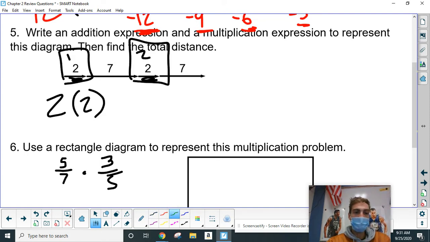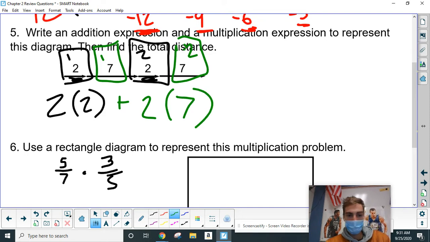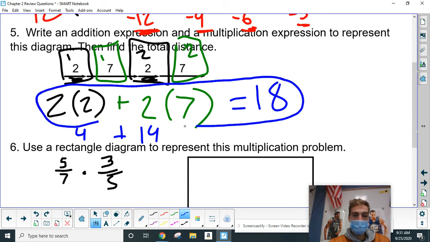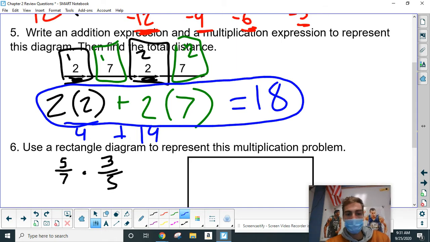And then I'm going to say, how many times do I see 7? I see 1, 2 7's. So I'm going to do 2 2's multiplied by 2 7's. And this would be 4 plus 14. And that would give me 18. Okay, so this would be multiplication right here. 2 2's plus 2 7's equals 18.